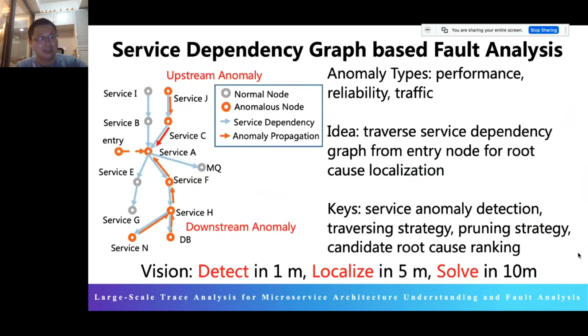The second work is our joint work with Alibaba. In this work, we use a service dependency graph. A service dependency graph further aggregates the runtime trace data into a graph. In the graph, each service corresponds to one node, and the edges between services mean service invocations. For example, in the last 30 minutes, if there's one invocation from a service to another service, then there is an edge in this graph.